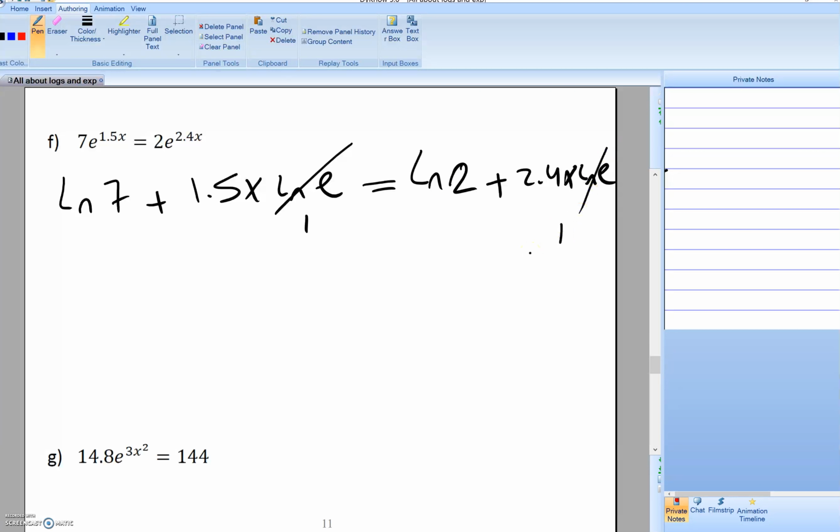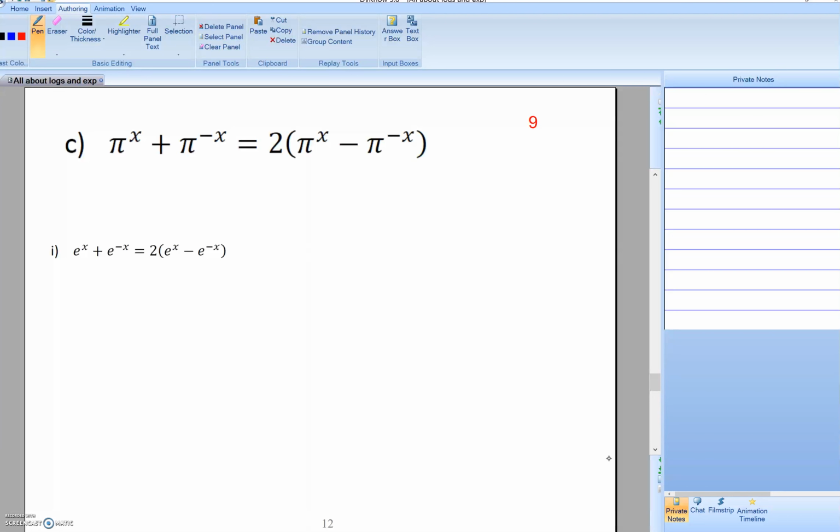So all x one side, all numbers the other side. Doesn't matter, I have ln 2, ln 7, it's okay, it's a number. Okay, so then I find x. So again, do it, and then just pause the video, do it, and compare with the lesson.